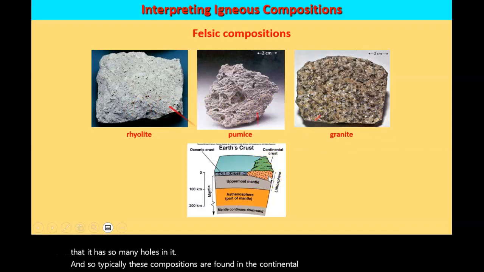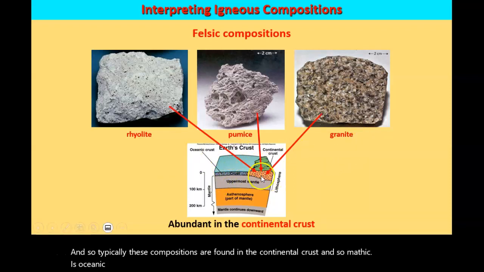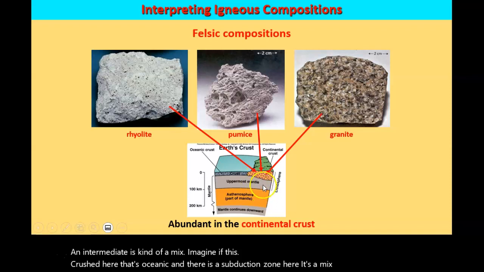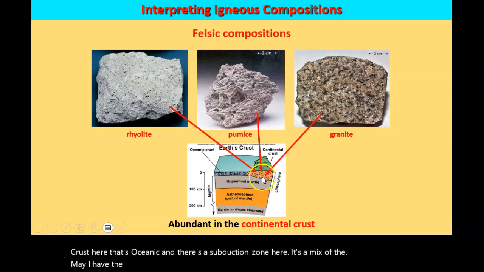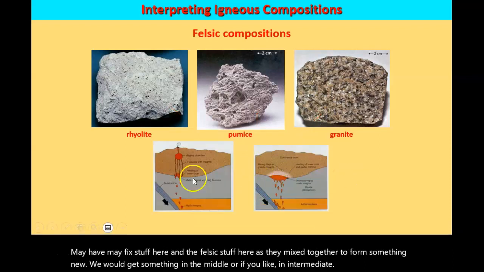And so mafic is oceanic crust. Felsic is continental crust. And intermediate is kind of a mix. Imagine if this crust here that's oceanic and there's a subduction zone here, it's a mix of the mafic stuff here and the felsic stuff here. As they mix together to form something new, we would get something in the middle, or if you like, an intermediate.